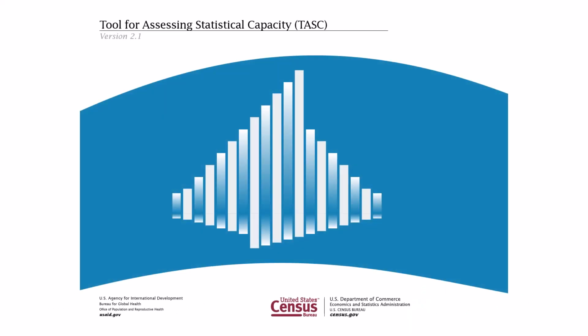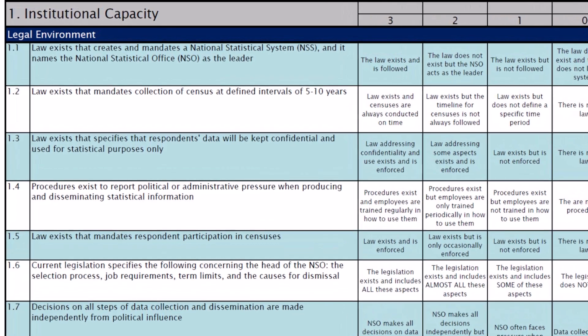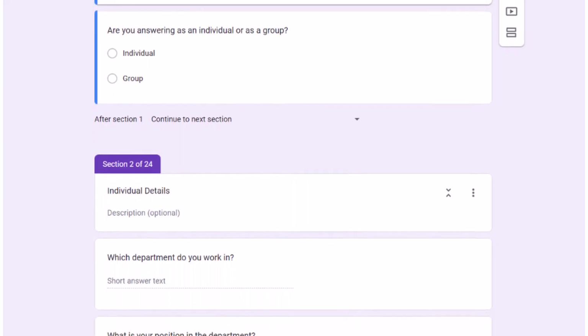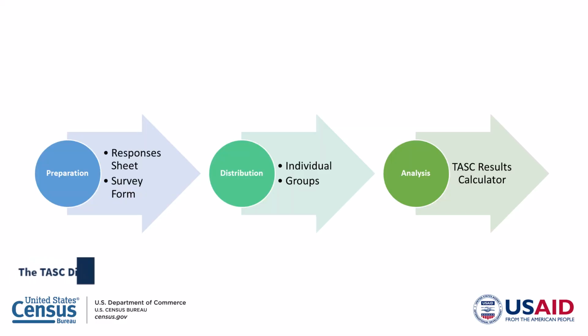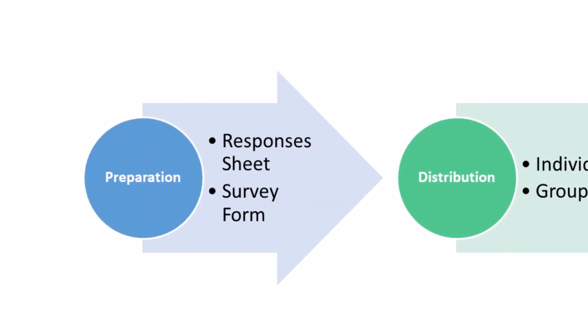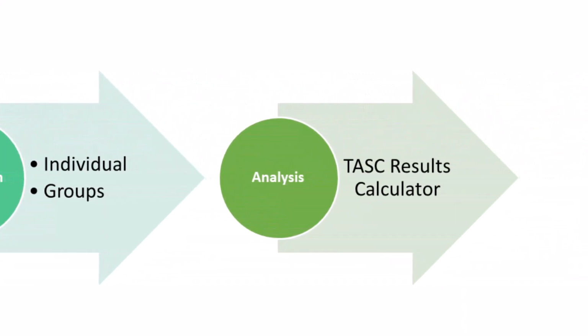Hello and welcome to this instructional video for administrators on how to use the digital version of the Tool for Assessing Statistical Capacity 2.1, also known as TASC Digital. TASC Digital utilizes Google Forms to collect NSO expert responses to TASC 2.1 questionnaire forms and records all responses in linked Google Sheets. There are three main stages in the TASC Digital process: preparation, distribution, and analysis.